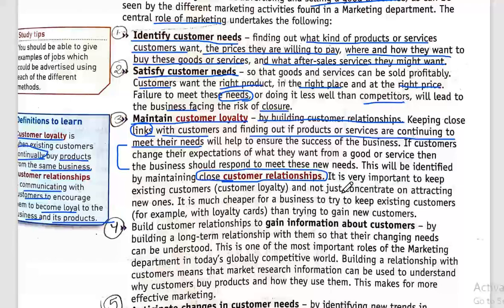In part of customer relationship, I'm not just focusing on existing customers who are already my customers. I should focus on them, not just concentrate on gaining new ones. Because it is much cheaper for a business to try to keep existing customers. So it's not just about gaining new ones, it's also to pay attention to the customers that I already have as a business.